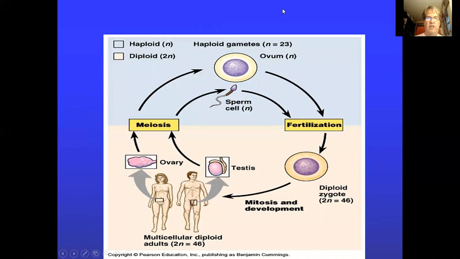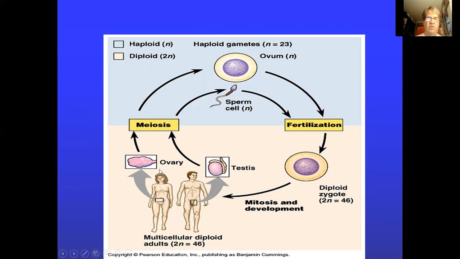All right, so here's our life cycle as humans. Up here is the haploid cell stage, and down here's the diploid cell stage. So most of our time, and most of our cells in humans are diploid, and almost all the cells that make up the human body are diploid cells, except a few that are haploid as a result of meiosis, that are going to be in the ovaries and the testes.